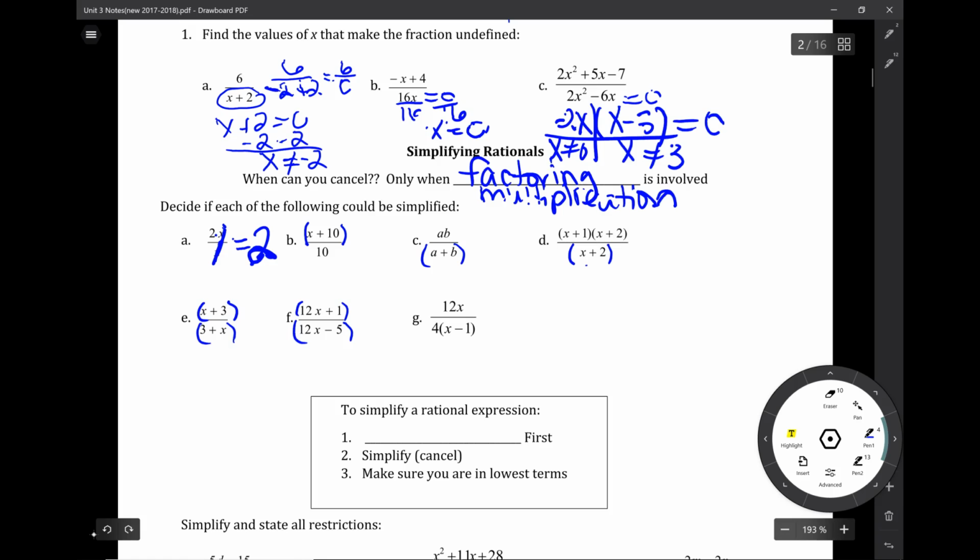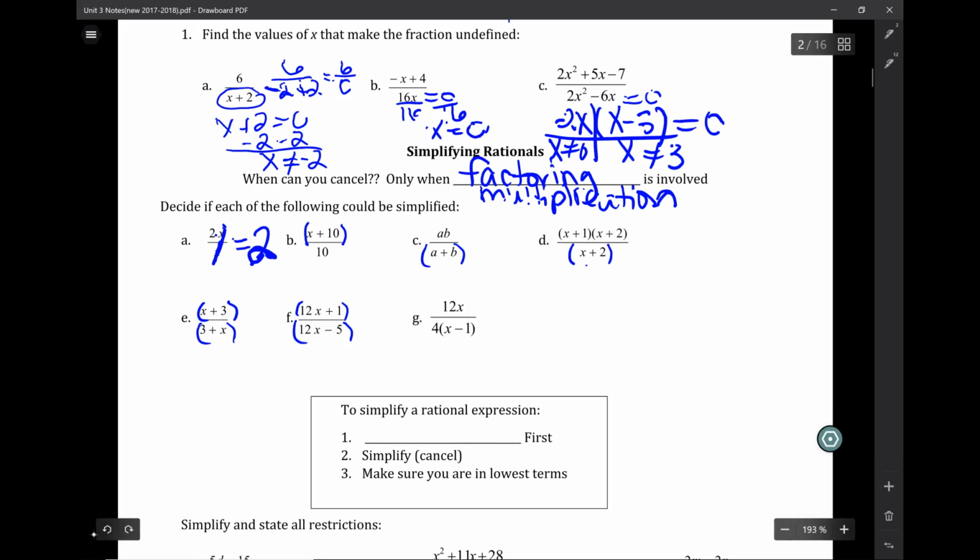But in letter B, you are going to be totally tempted to cancel out those 10s, but you cannot. X plus 10 is its own number, and then the 10 in the denominator is its own number. You cannot cross out those 10s. This actually is as simplified as it can possibly be. Same thing in letter C. I can't cross off those A's. I can't cross off those B's. This is as simplified as I can possibly get it.